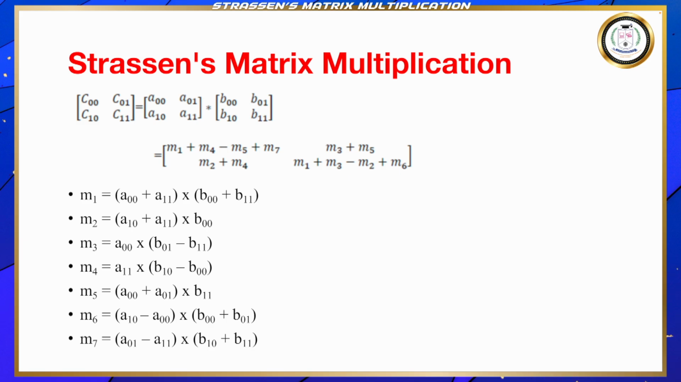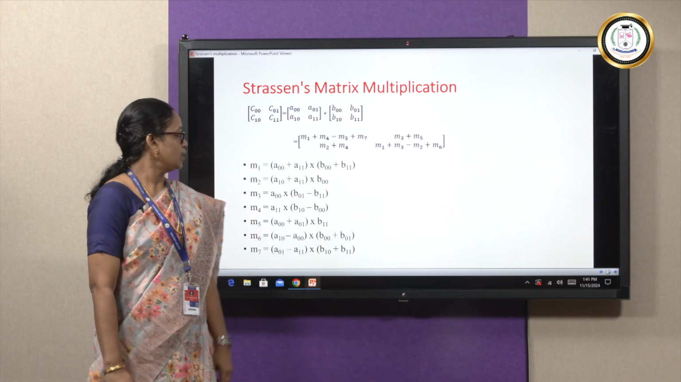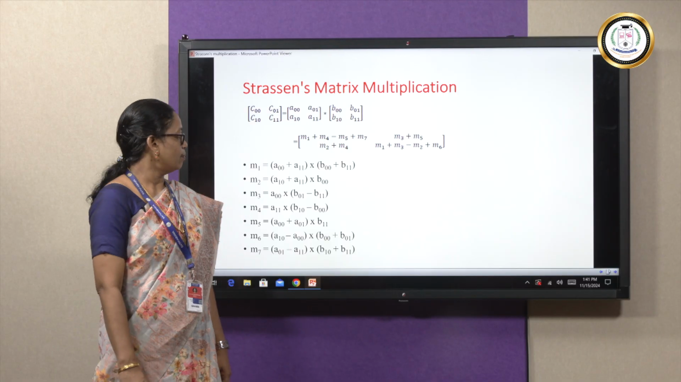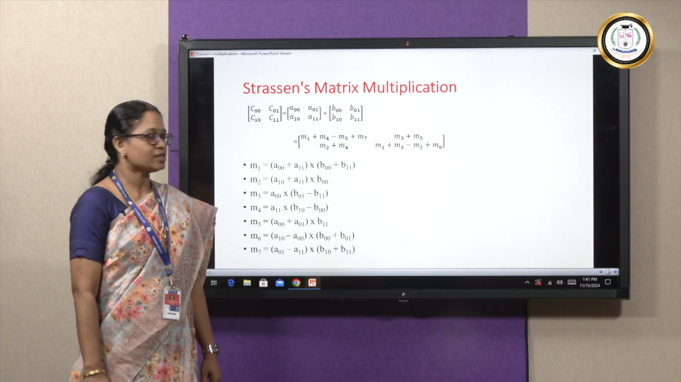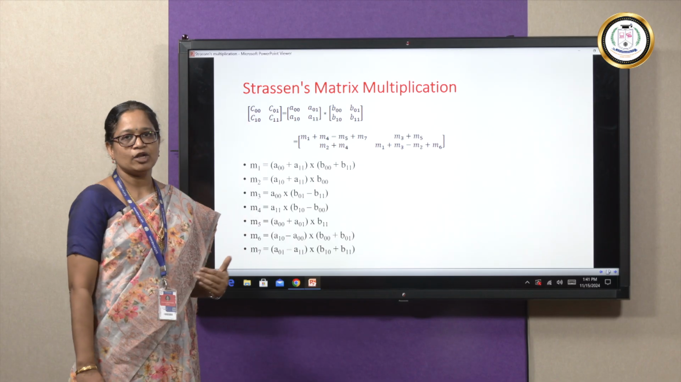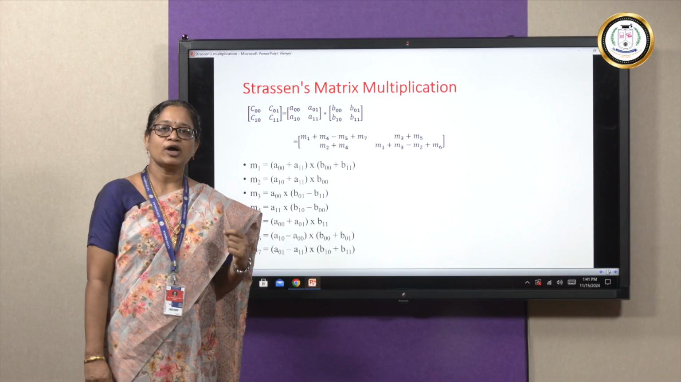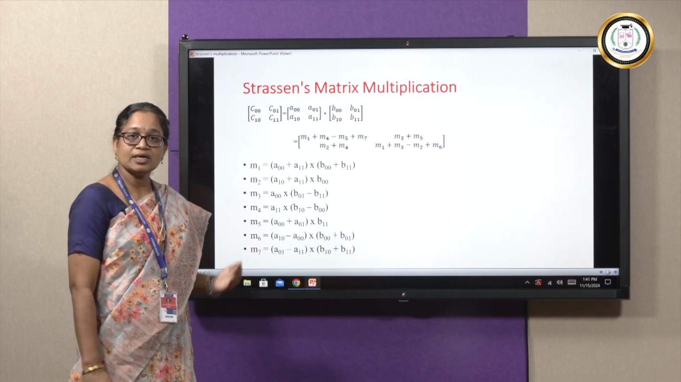First we find the matrix products M1, M2, M3 up to M7. The multiplication operations are given here. M1 is obtained by multiplying A00 plus A11 with B00 plus B11. First we find the addition of A00 with A11, then the addition of B00 with B11, then multiply these results. So we get the value as M1. Likewise, we obtain the values of M1, M2, M3 up to M7 using these computations.